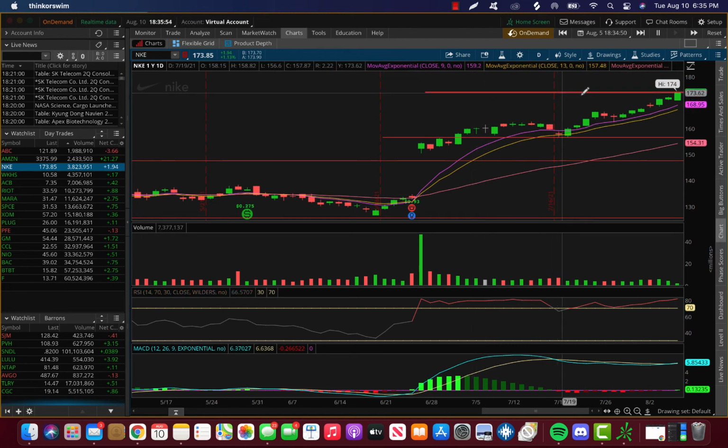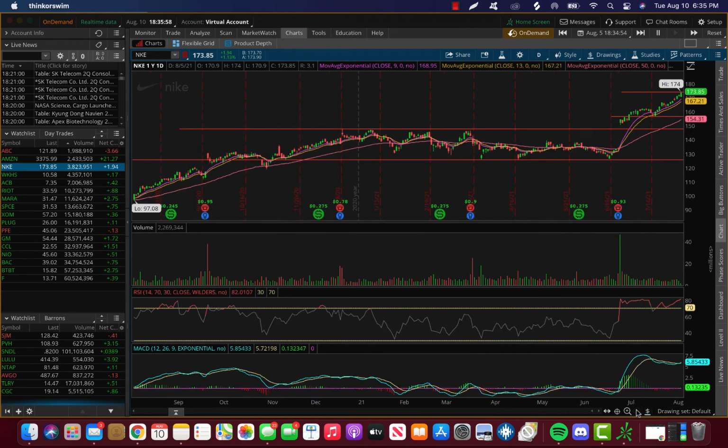Whether you're day trading or swing trading, this is a great tool to analyze your entry points, whether you're buying a stock for the long term or if you're going to trade it. So again, that's what support and resistance is.